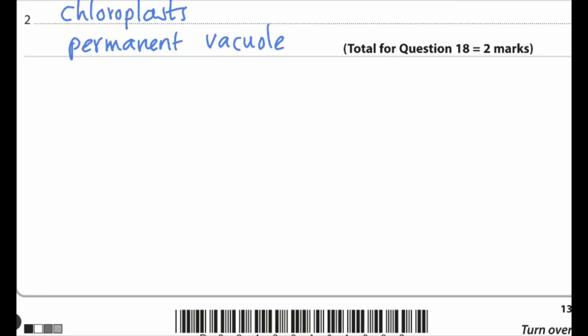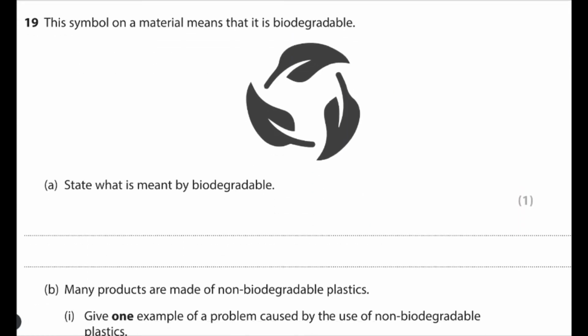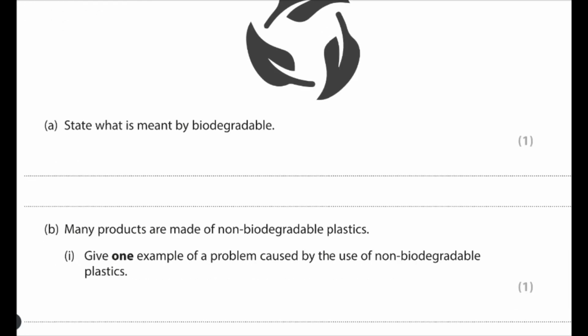Next question. The symbol on a material means that it is biodegradable. State what is meant by biodegradable. So biodegradable means degradable part means it can be broken. Bio means it can be broken in a natural process. So usually with these microorganisms and decomposers, we can say. Okay, I will give the sentence this way.